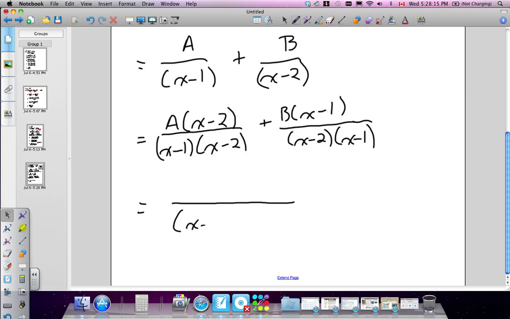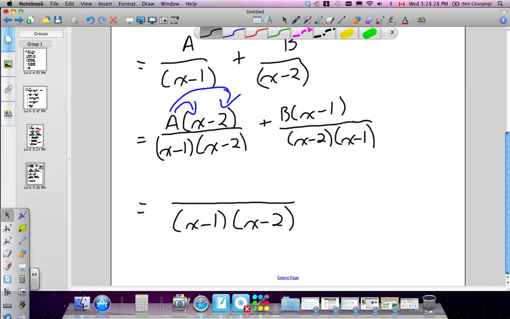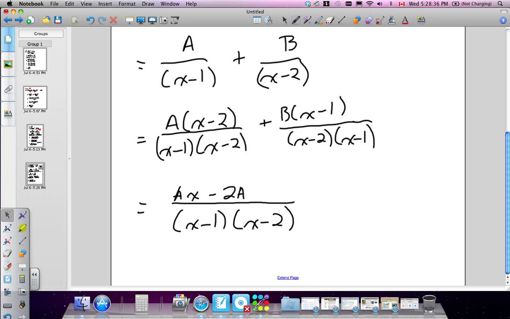But our tops, she foiled this. So she did a times x, a times -2. So we get ax minus 2a. Does that make sense? And then it's plus b, and when we foil b, we do the b times both of them. We get plus bx minus b. Cool.